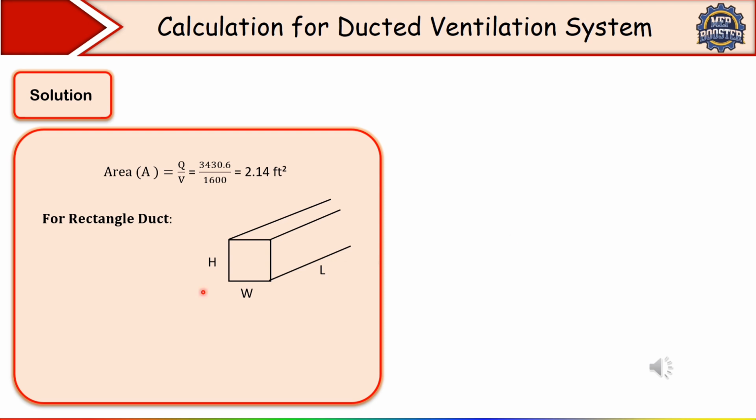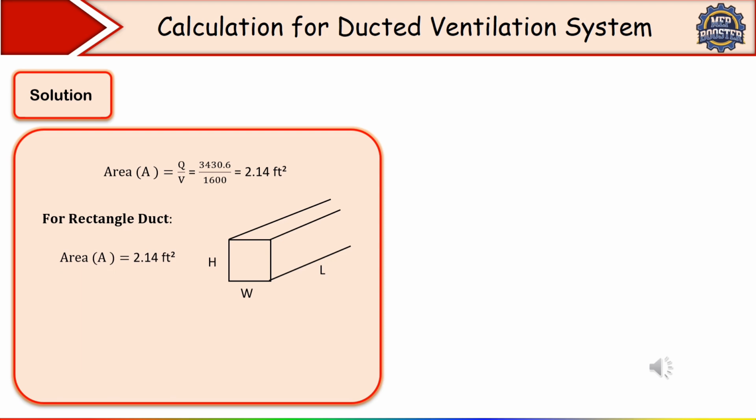Here the length of this duct is L, and this is the width of this duct. And here we have the height of that duct. Width, height, and this is the length. So our main target is what? We are finding out the size of the duct, this width and height. What is the width and height of this duct? This is our main target. So the area we have calculated, if you remember, is 2.14 square feet.